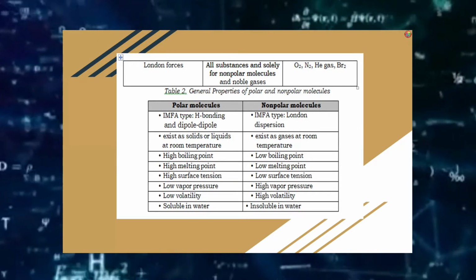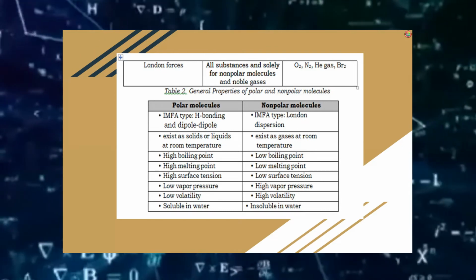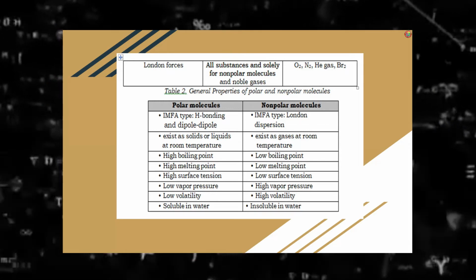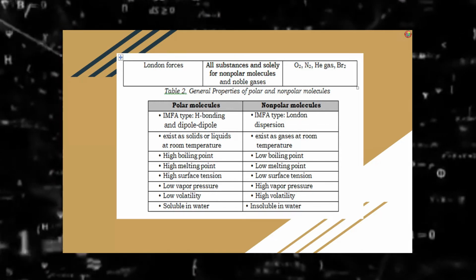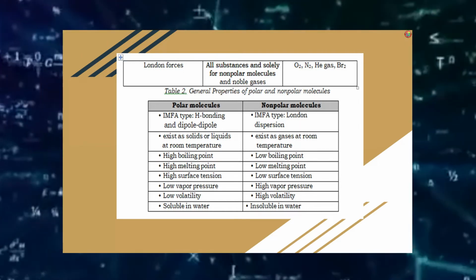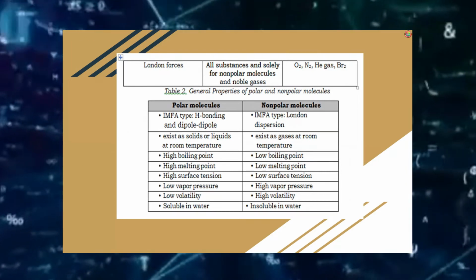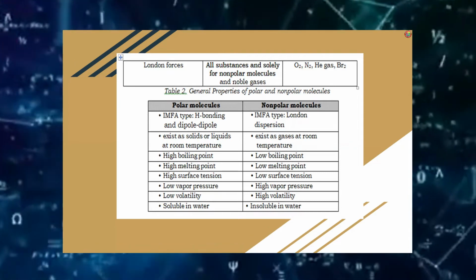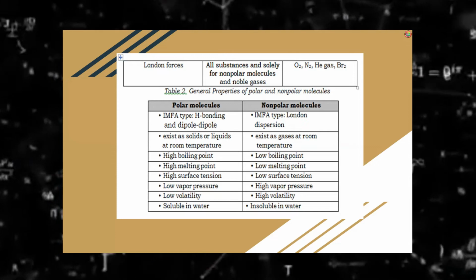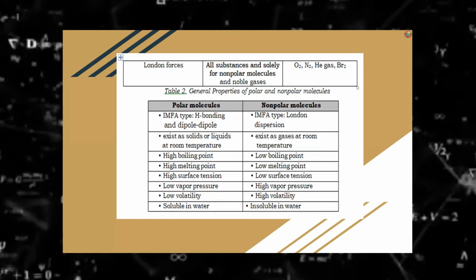And we have here high boiling point, another one is low boiling point, high melting point, we have low melting point, high surface tension, we have low surface tension for the London dispersion, low vapor pressure, then high vapor pressure in London dispersion. In H bonding and dipole, we have low vapor pressure, but in London dispersion, we have high vapor pressure. And hydrogen bonding and dipole-dipole, low volatility, but the other one is high volatility, soluble in water, and the other one is insoluble in water.